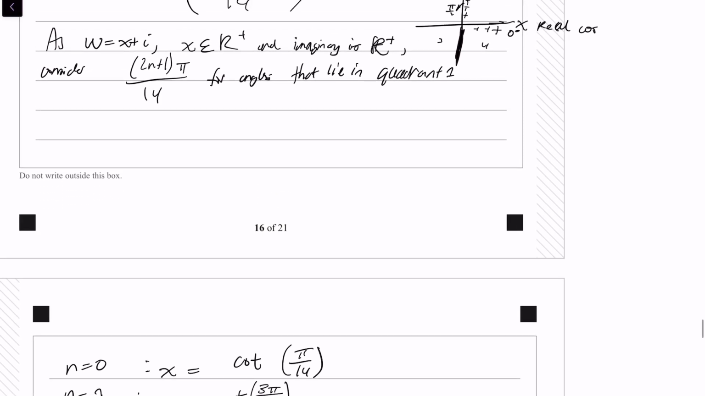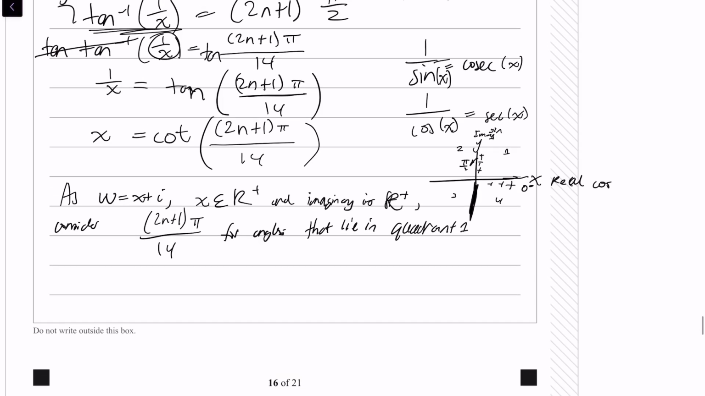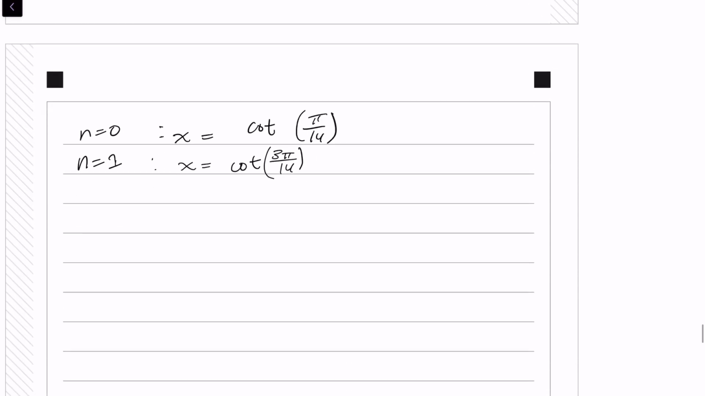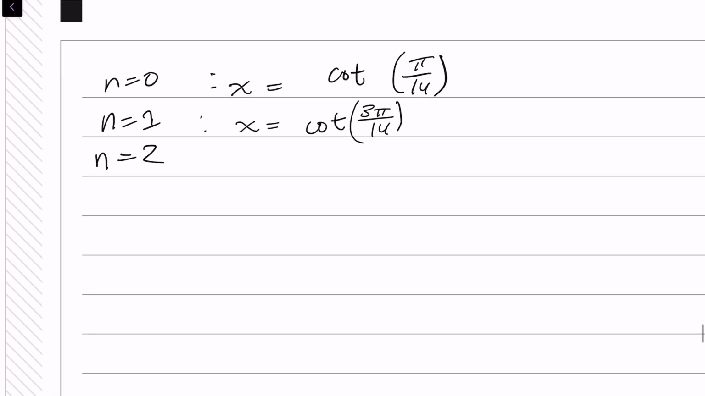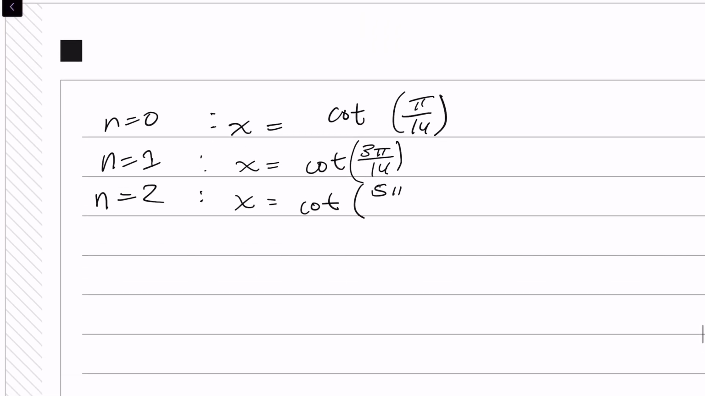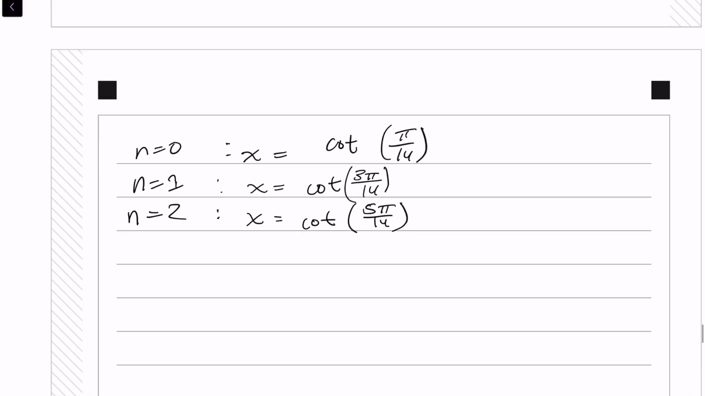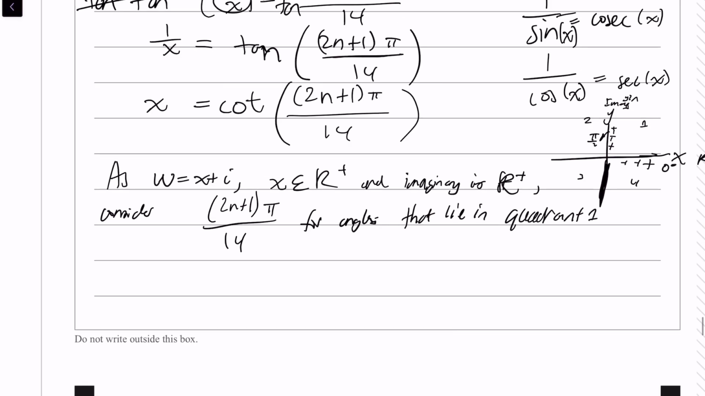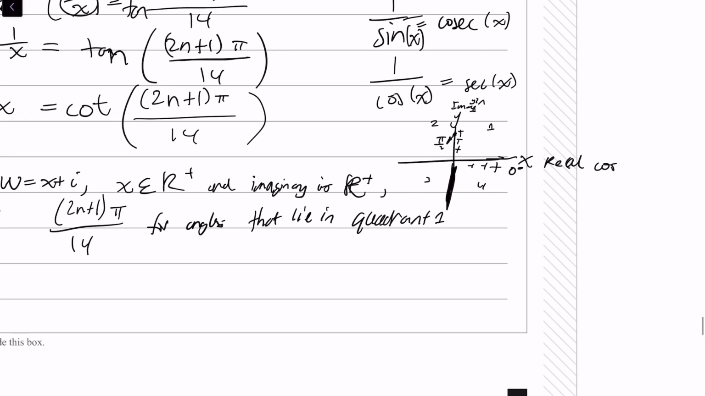And I technically can't do 7 pi over 14 because that means my x component will be 0. So I can't go up to there. So n equals 2, x equals cot of 2 times 2 plus 1 is 5 pi over 14. Okay, and those are my values for x, because if I do n equals 3, in my head, I'm thinking 3 times 2 is 6 plus 1 is 7. 7 pi over 14, that's pi over 2. So I'm already on the y-axis.